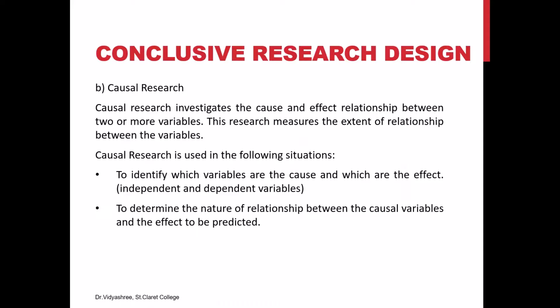The next use of causal research is to determine the nature of the relationship between the causal variables and the effect to be predicted. So here the causal research is used when the researcher wants to know the relationship between the independent as well as the dependent variable, and also if he wants to predict the effect. In simplest words, we can say causal research is used when the researcher wants to know the cause and effect of the relationship between two variables.